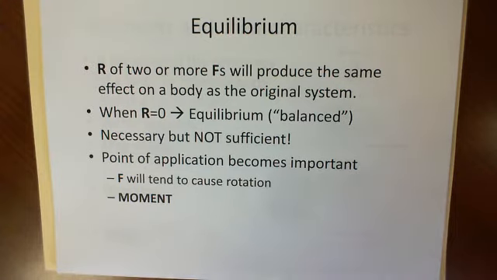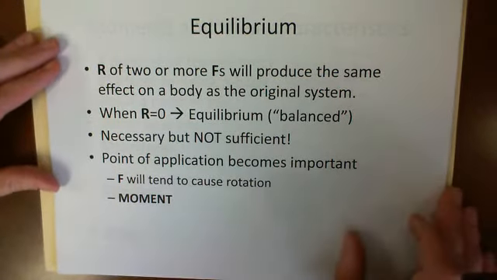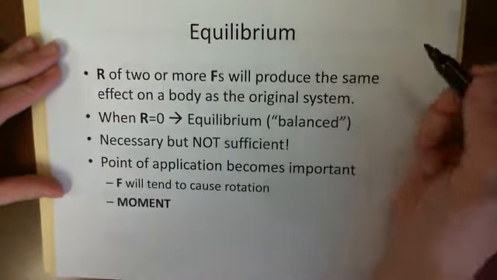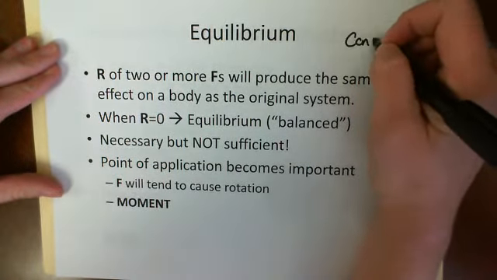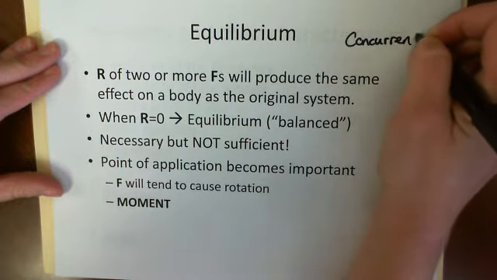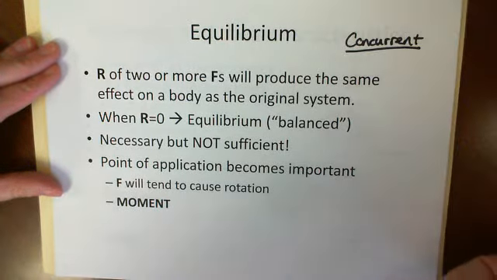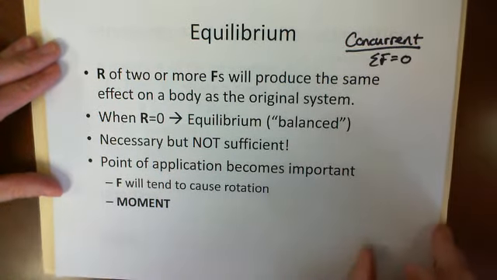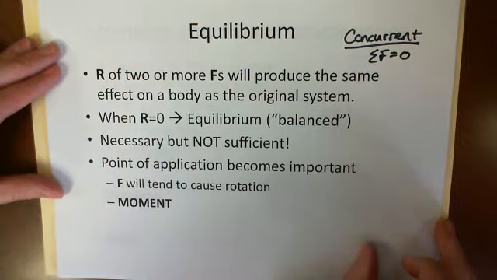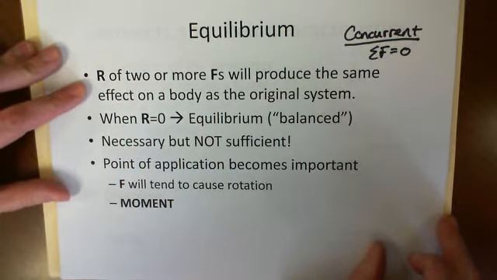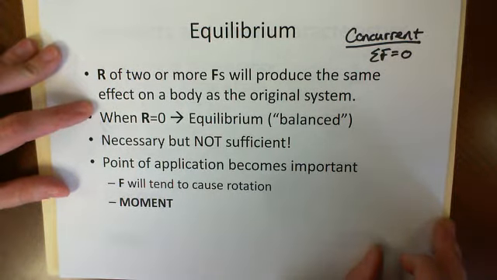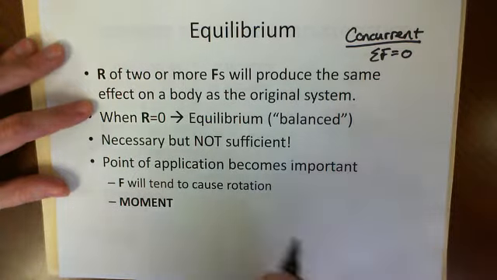So we've already talked about equilibrium. In equilibrium, we've only really ever dealt with systems that are concurrent. In a concurrent force system, the sum of the forces is equal to 0, and that is sufficient to describe our system. So the resultant of two or more forces will produce the same effect on a body as the original system. This is maybe a new concept, but this is basically the same thing.